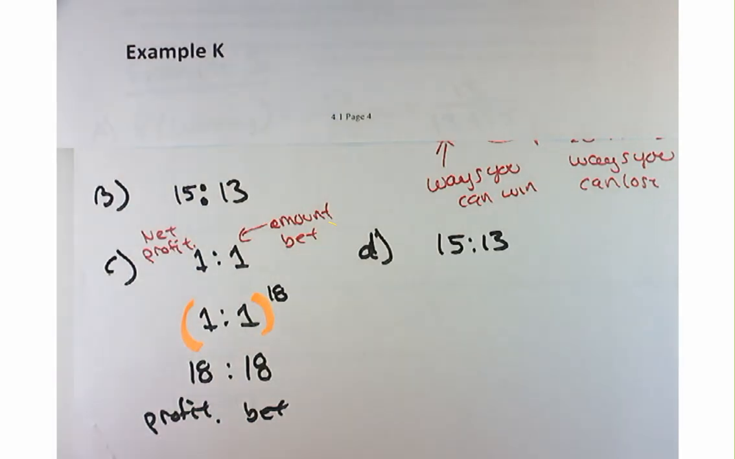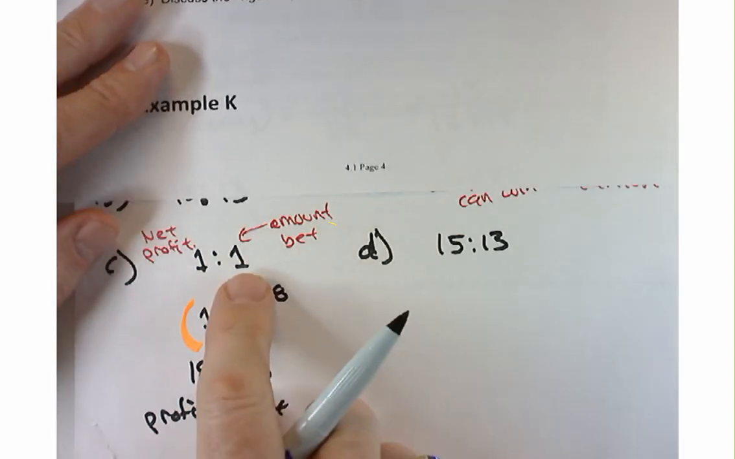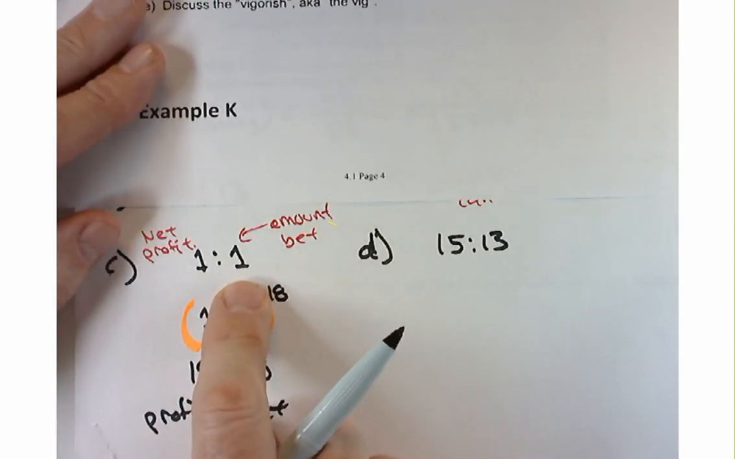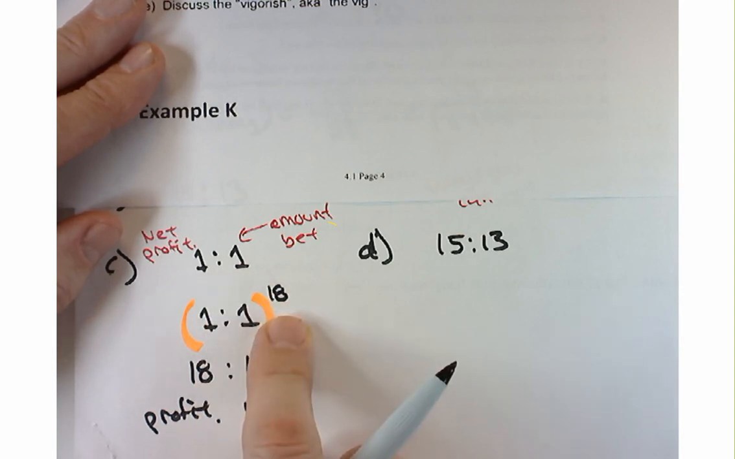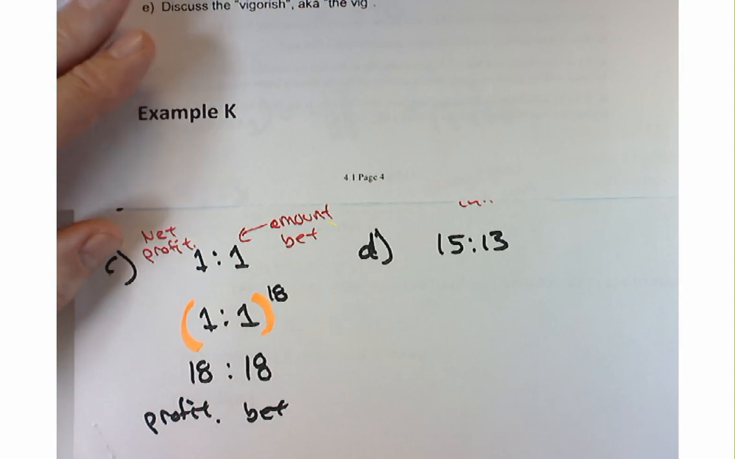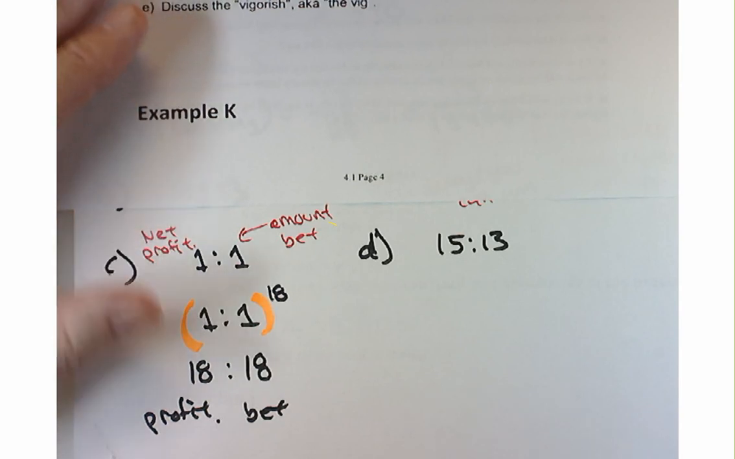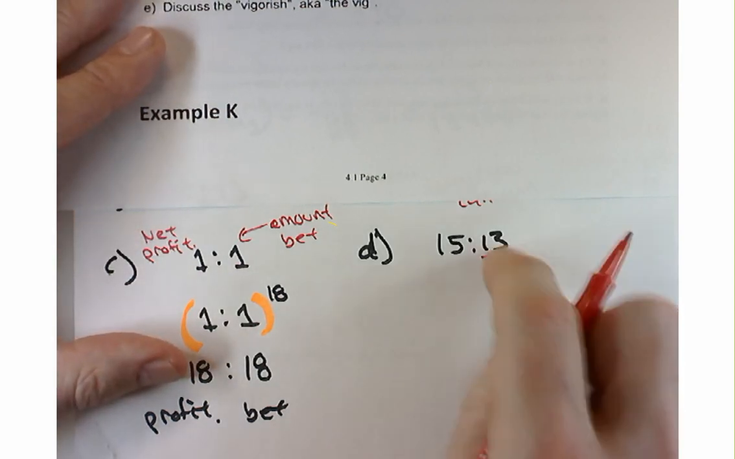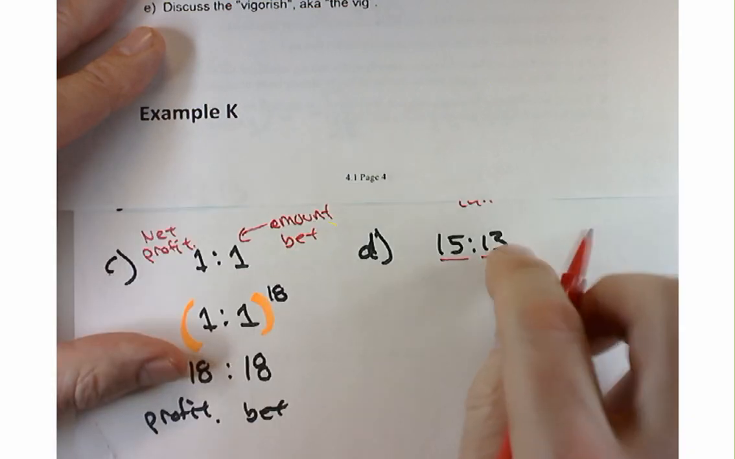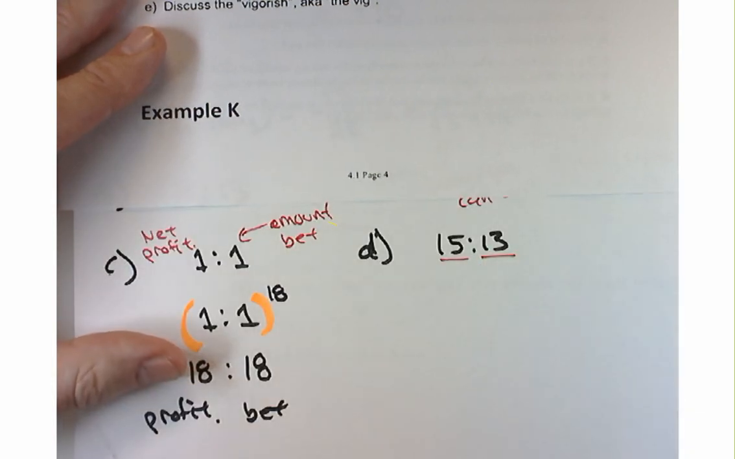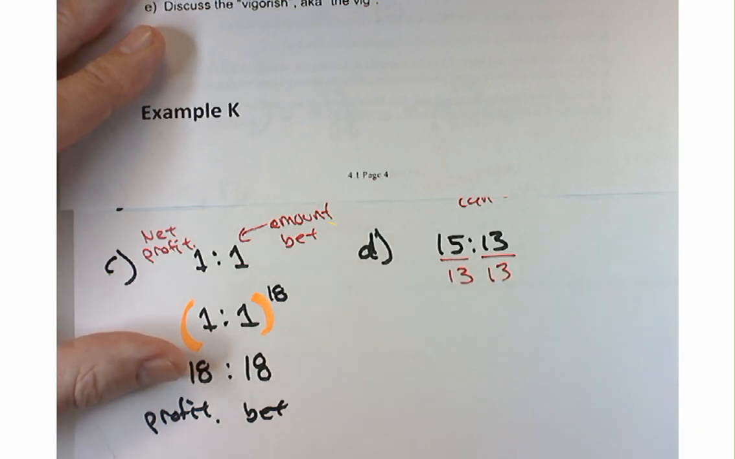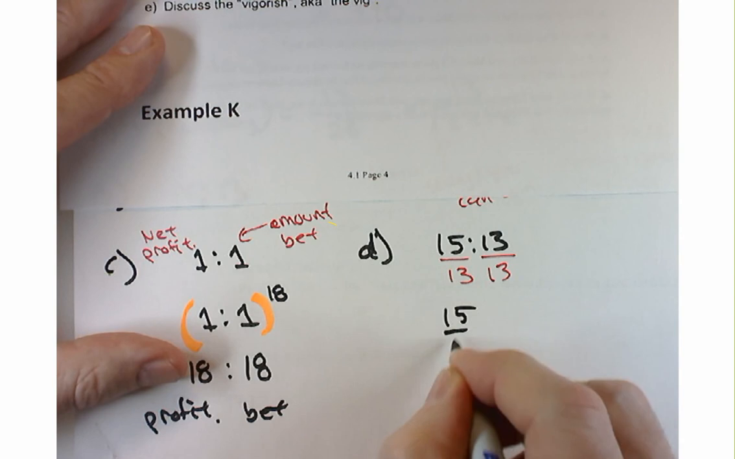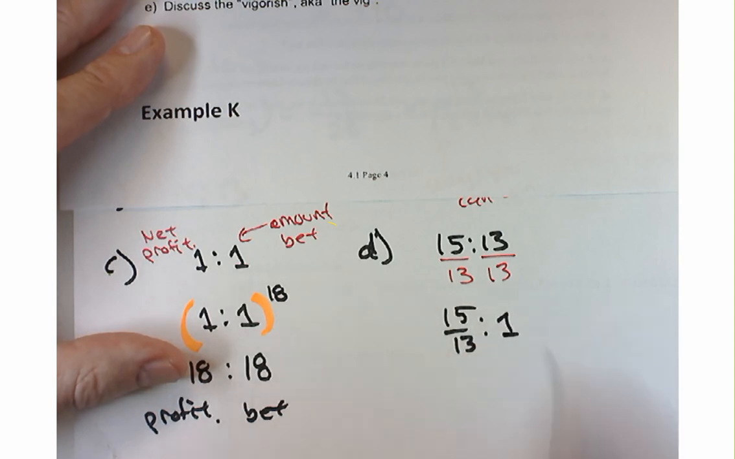I'm going to do this in 2 steps. It was pretty nice when I had a 1 here, right? When I had a $1 bet, all I had to do was multiply by 18 and I was good. So what I'm going to do first is I'm going to get a 1 here. How do you think I'm going to get a 1 where that 13 is? Divide by 13. Well done. And that's going to give me 15 over 13 for every $1 bet.